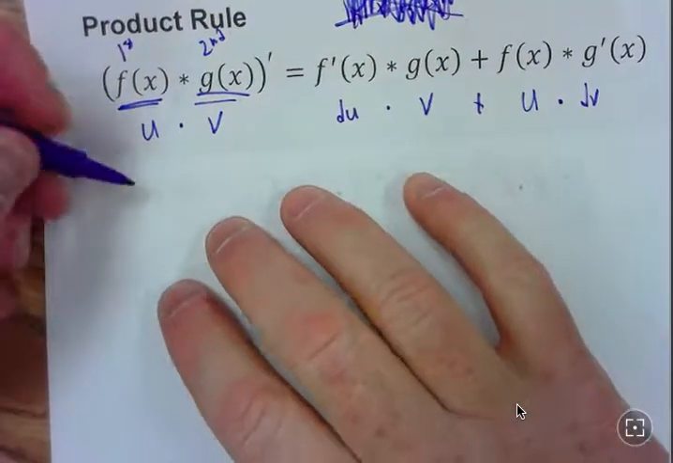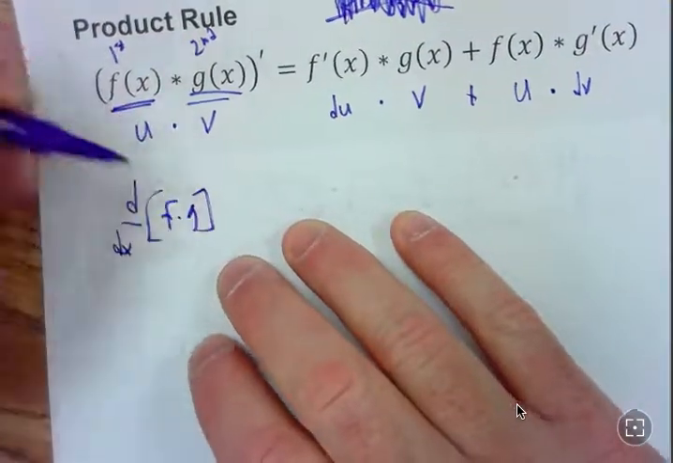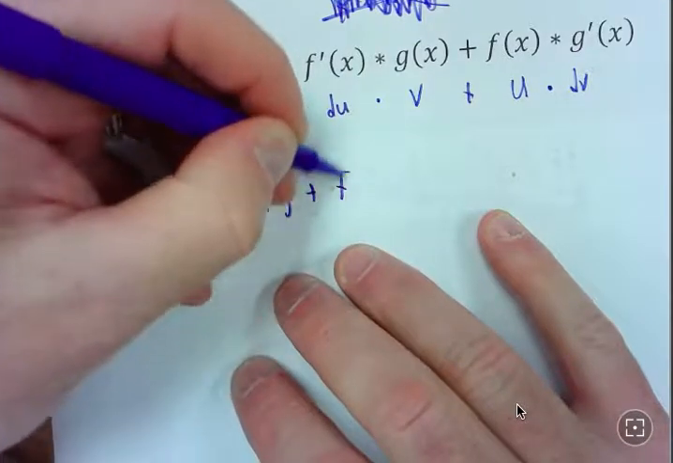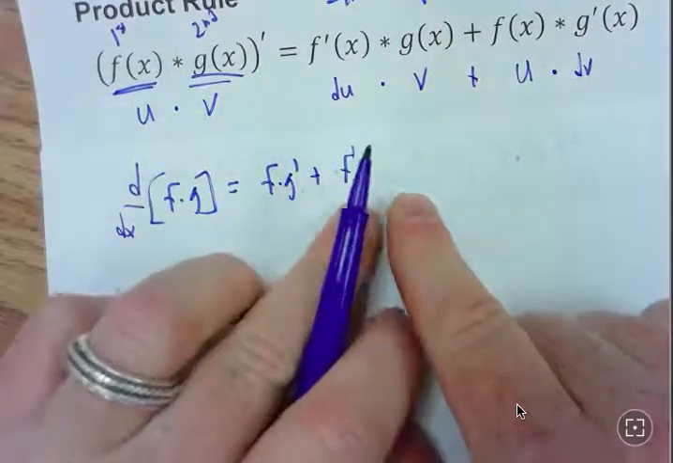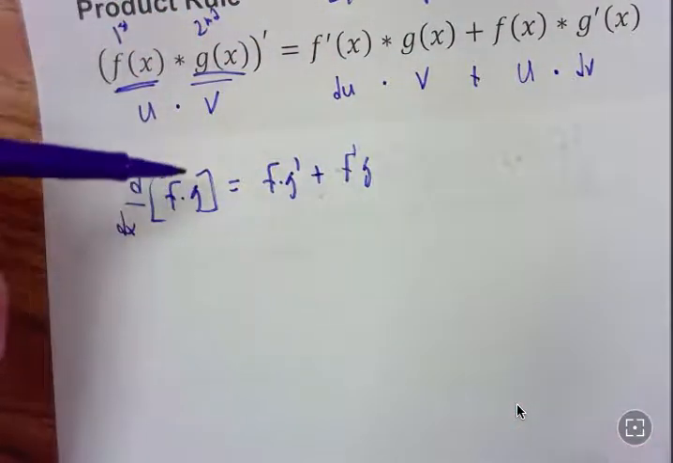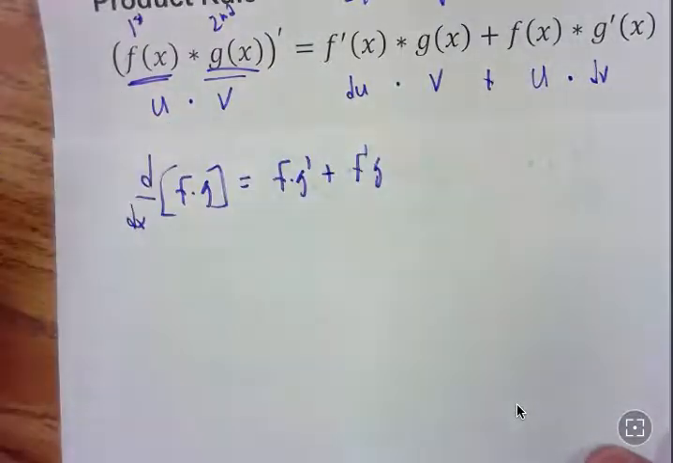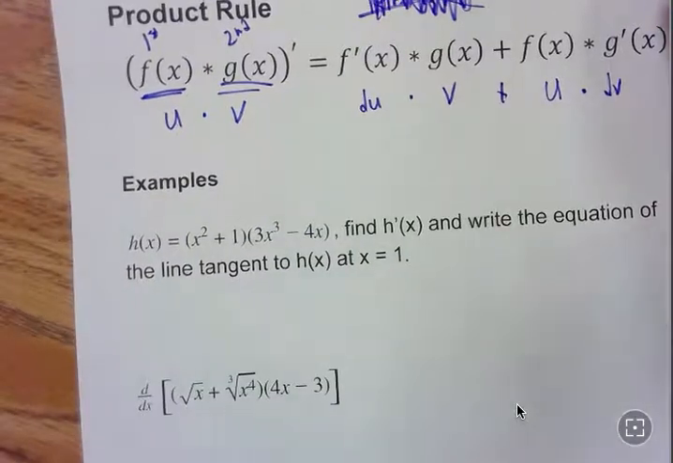You also might see it noted like this. You could see the derivative of f times g is f g prime plus f prime g. Now the order here doesn't matter. You can have this one first and that one second because it's addition. But when you have two things, you need to have one alone times the derivative of the other, and the derivative of the other times the one alone. So let's look at some examples.